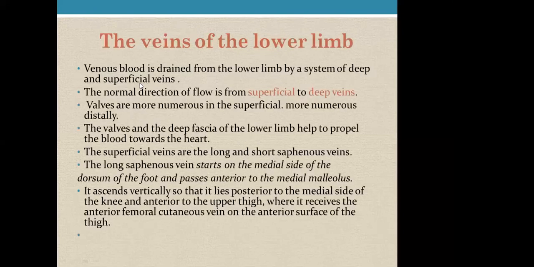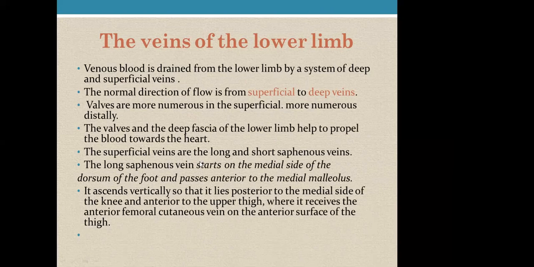The veins of the lower limb. Venous blood is drained from the lower limb by the system of deep and superficial veins. The normal direction of flow is from superficial to deep veins. Valves are more numerous in the superficial veins, and more numerous distally. The valves and deep fascia of the lower limb help to propel the blood toward the heart.